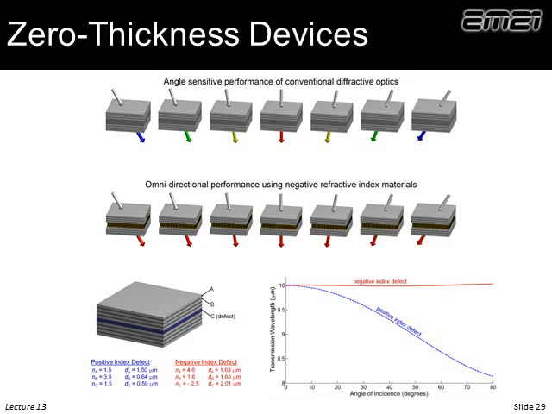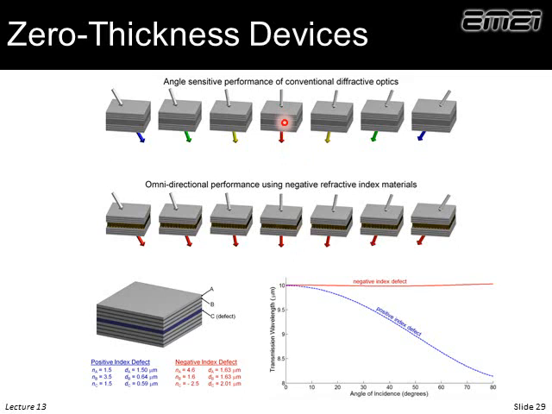So the idea is, in an intermediate layer here, we would put in some kind of left-handed or negative refractive index metamaterial so that the overall device has zero thickness. If we do that, in principle, over all these angles, we would get the same frequency through. The position of our stop band or pass band of the filter would not shift.